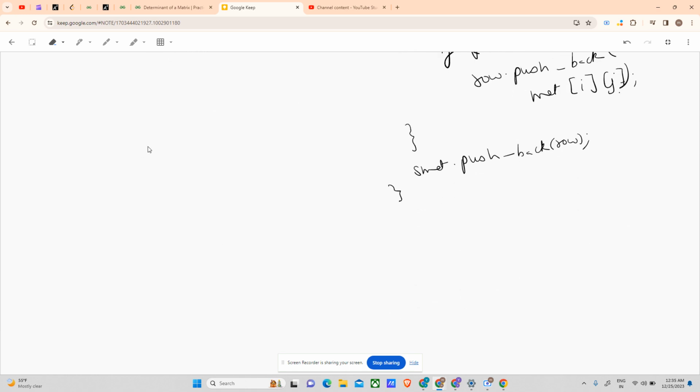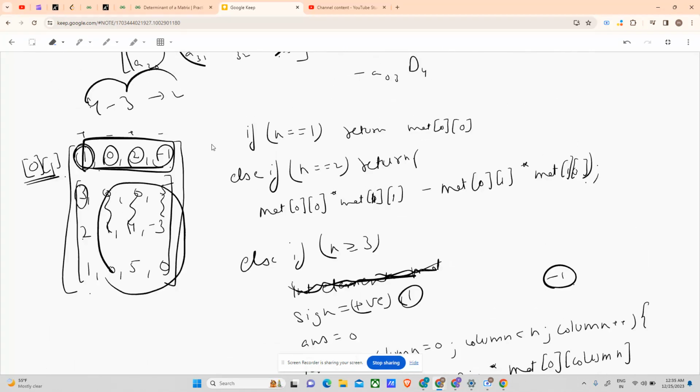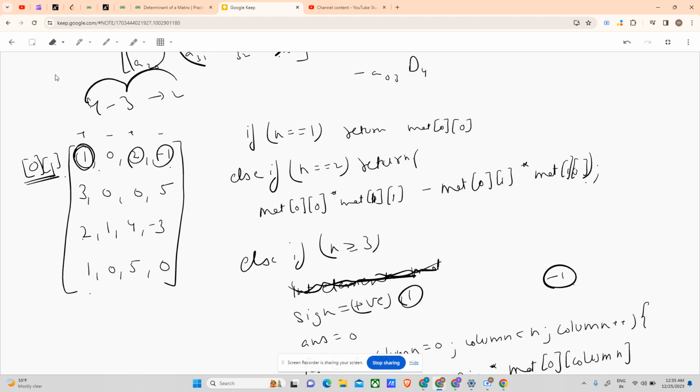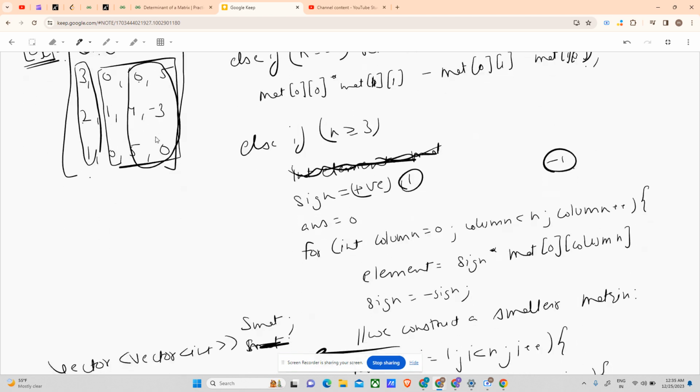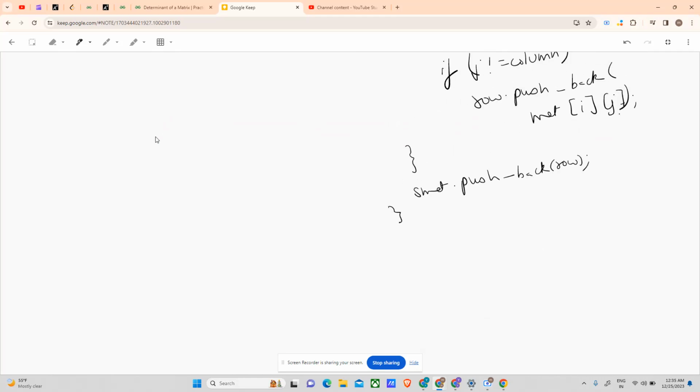Now we have got a smaller matrix. Let me draw and make it easy to understand. After the nested loop statement, for this one, we would get this matrix as smat. Subsequently, for 0, we would get these two rows as the matrix. Okay, the trend will continue.